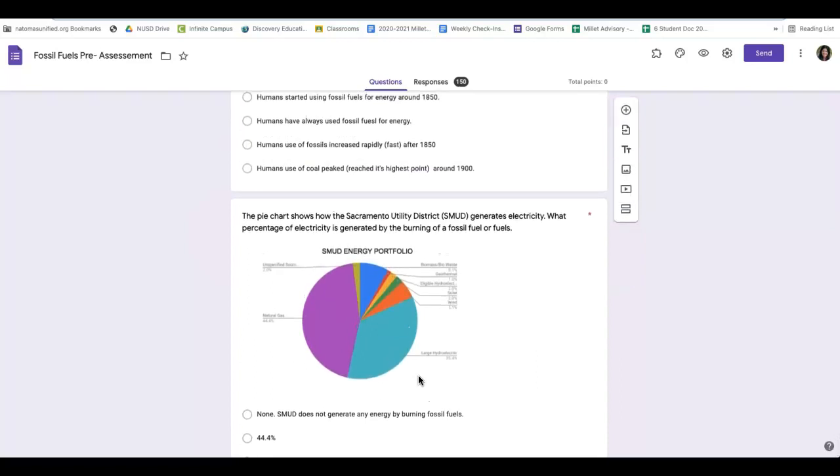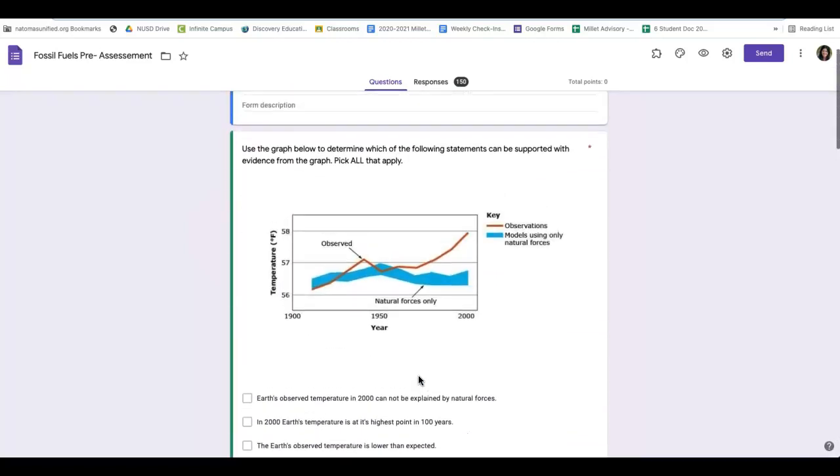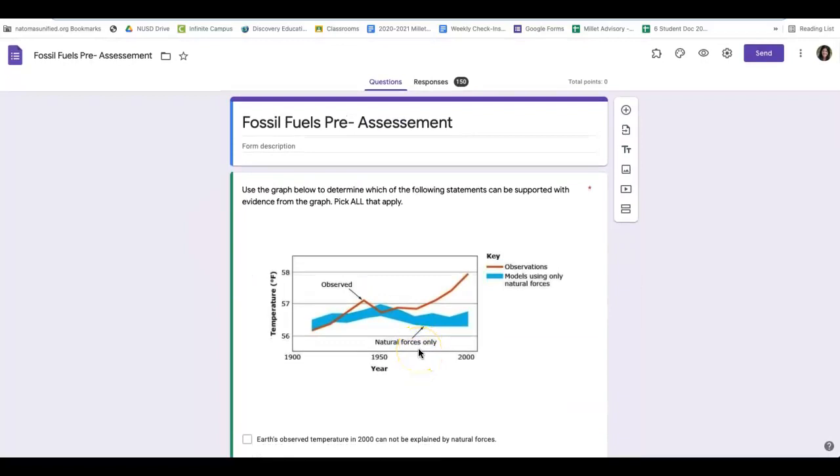So that is an example of how I used a pre-assessment, and then they'll get the exact same assessment at the end after I've taught them these concepts.